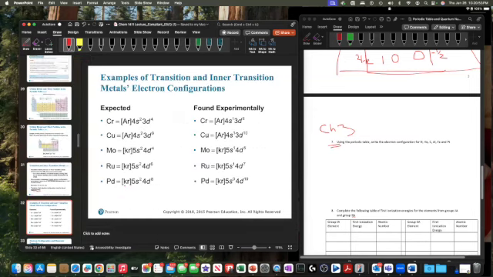So platinum is like palladium, where scientists expected this configuration based on following the rules of the periodic table. But what they found experimentally was this. What we have here on the right is the true configuration of palladium versus the expected. This is what they were expecting. This is what they got.